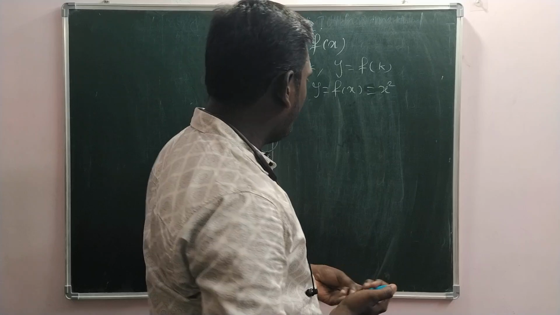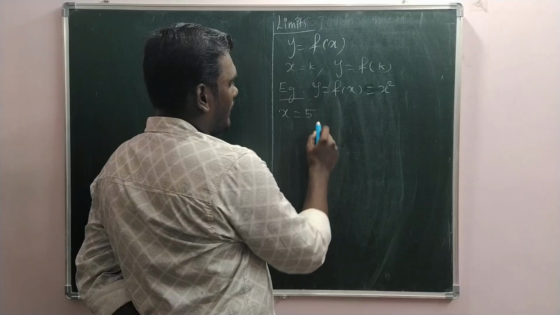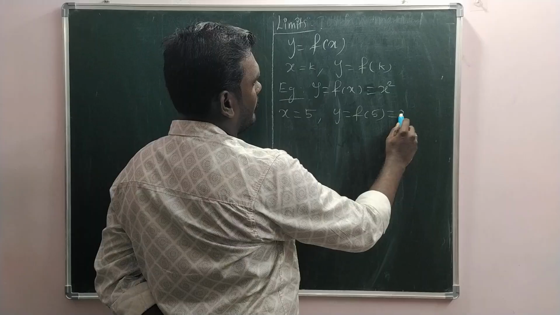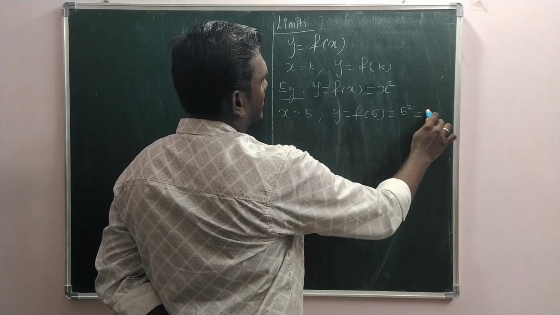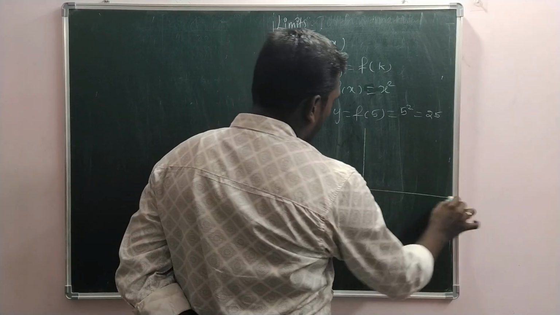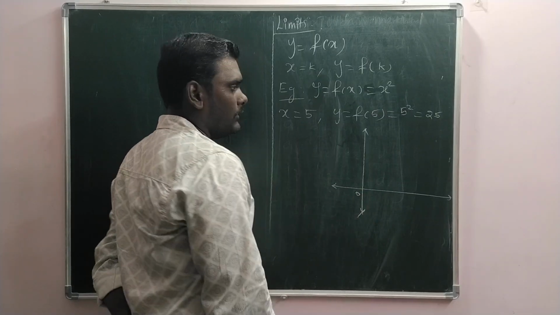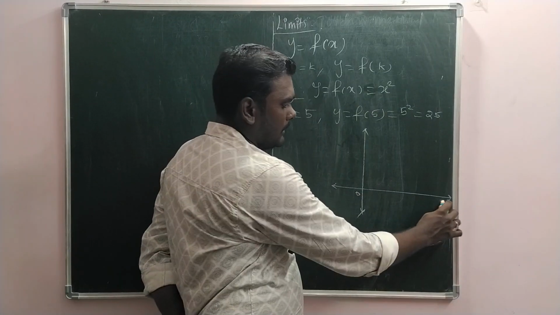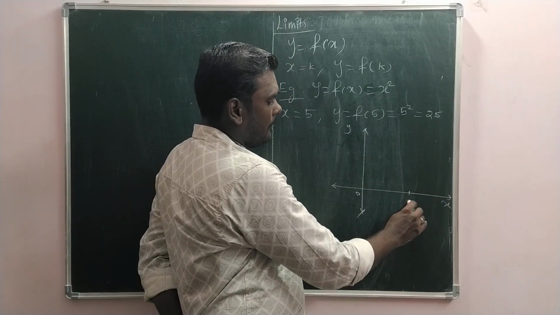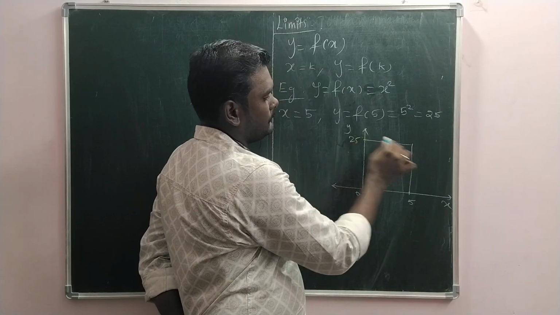Okay, so when x is equal to 5, then our y value will be what? It is f of 5. So we get 5 square, that is 25. Okay, so how to represent this in a graph? Whatever the things we have, x, this is y is equal to f of x. When we substitute 5 over here, then we'll get 25 here. Is it?